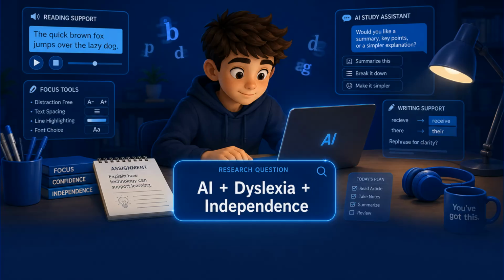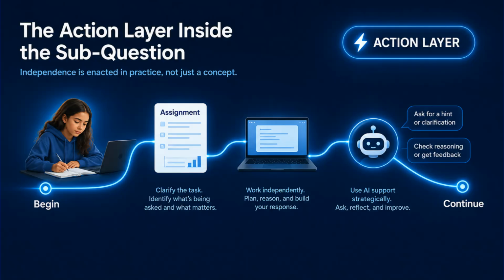Let's return to the AI and dyslexia example. Central research question. How do learners with dyslexia experience independence when using AI tools during academic tasks? One interview sub-question was, how do learners describe beginning and continuing academic tasks when AI support is available? This sub-question focuses on the action layer. It asks what independence looks like in practice.